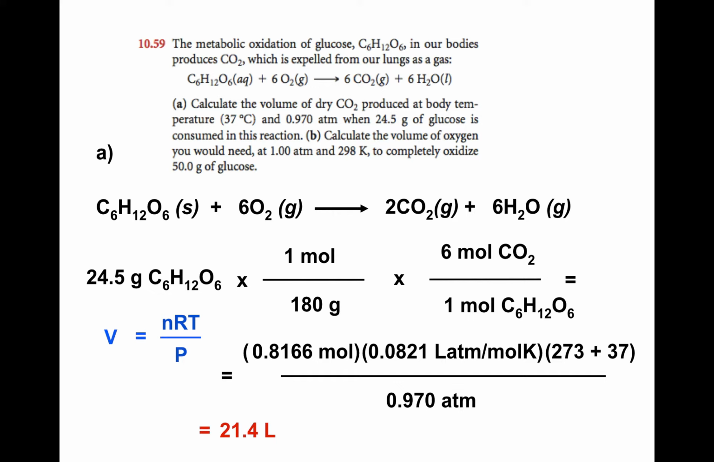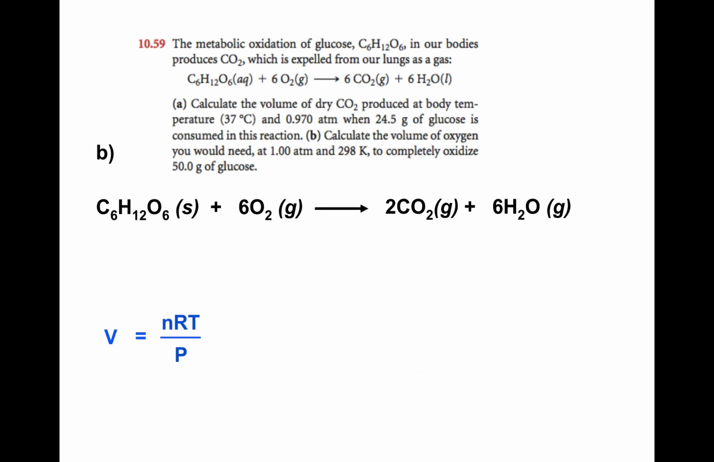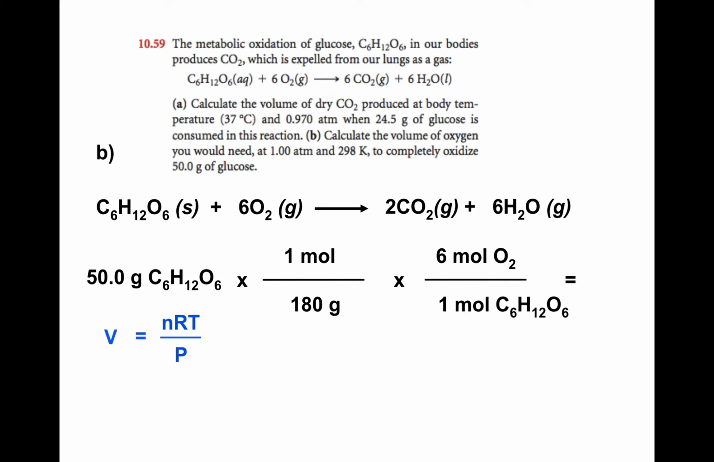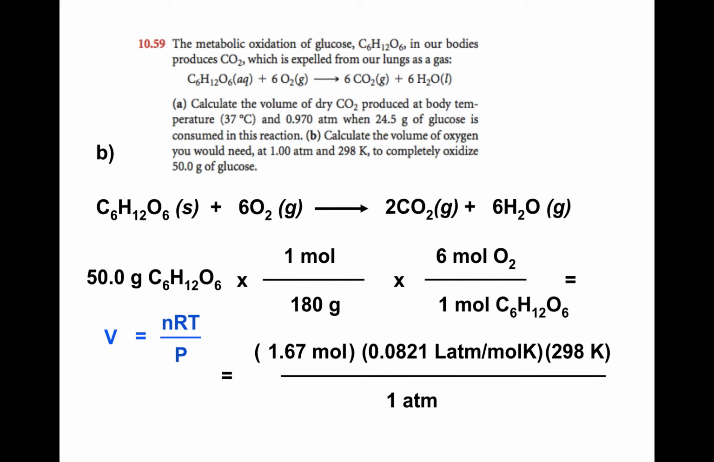B, calculate the volume of oxygen you would need at 1 atmosphere, 298 Kelvin, to completely oxidize 50 grams of glucose. All right, so same problem, different mass of glucose. Use the molar mass of glucose to get to moles. Use the molar ratio to get to moles of oxygen. Once you've got moles of oxygen, you can plug into PV equals nRT and solve for the volume again. Twice the mass, twice the volume.